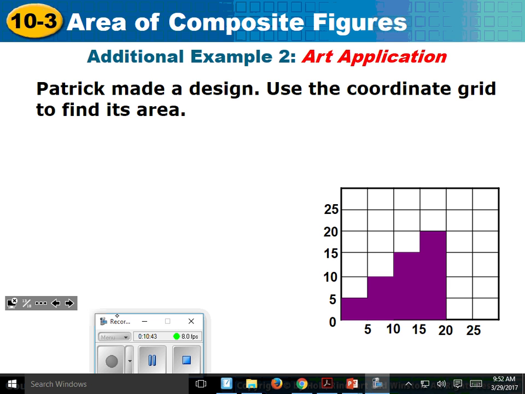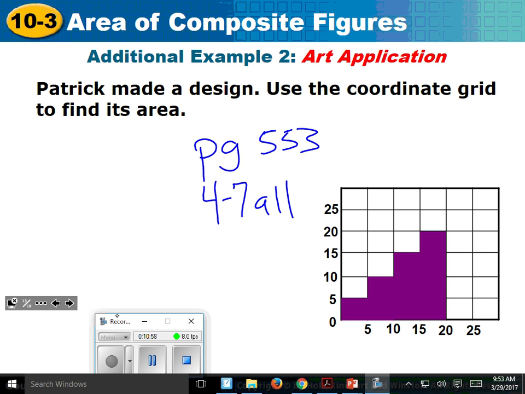Your assignment. Page 553. Numbers 4 to 7 all. And you can do number 9 for extra credit.